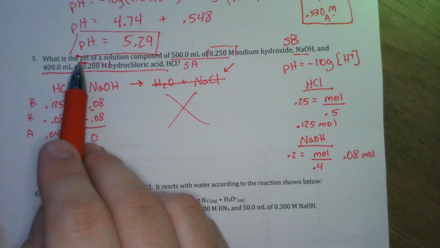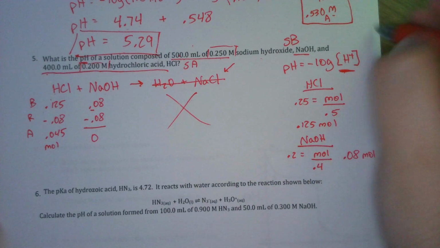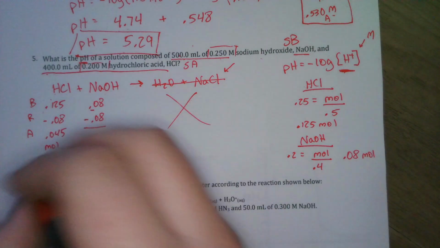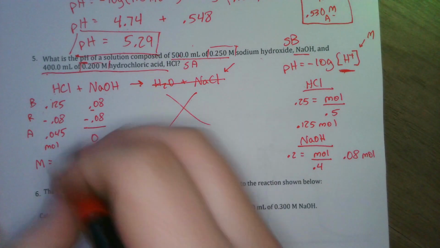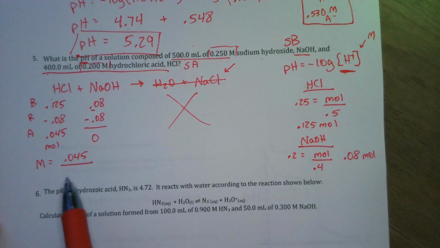I'm still looking for pH, so I need to find the concentration of H+. Concentration always means molarity. So I cannot use moles and directly plug it in, or it'll be wrong. So what I'm going to do is another molarity formula. Molarity is moles, 0.045, divided by volume.